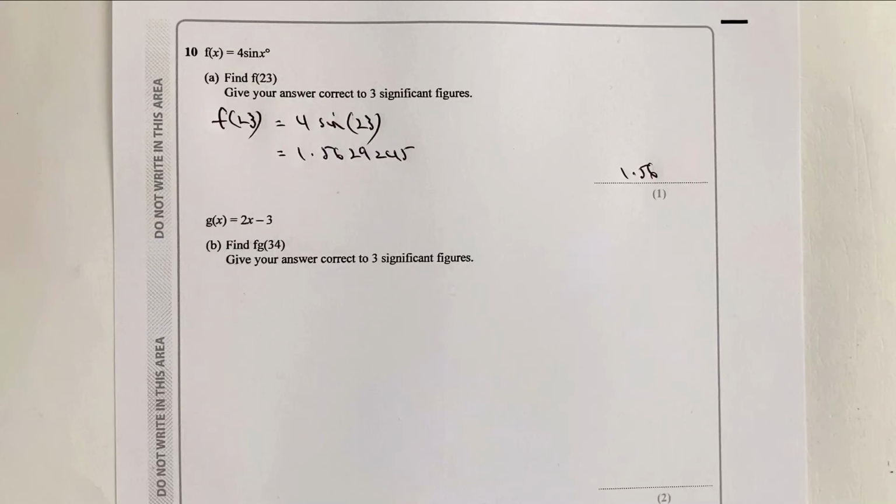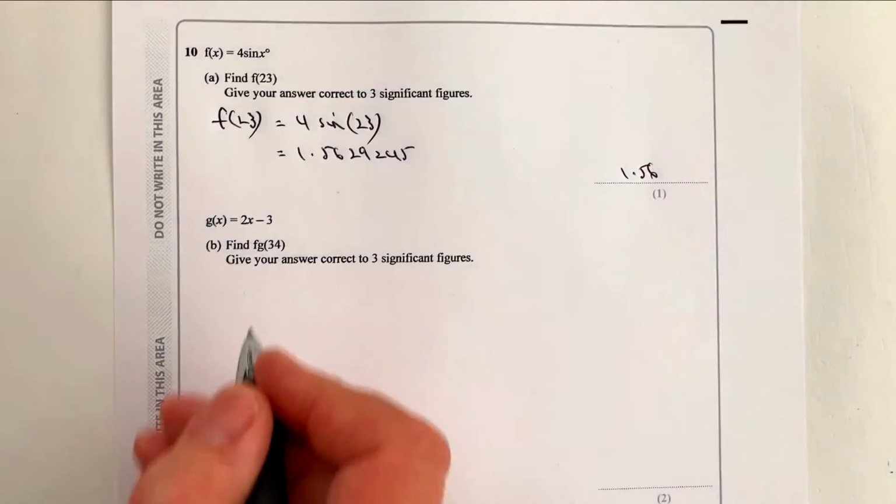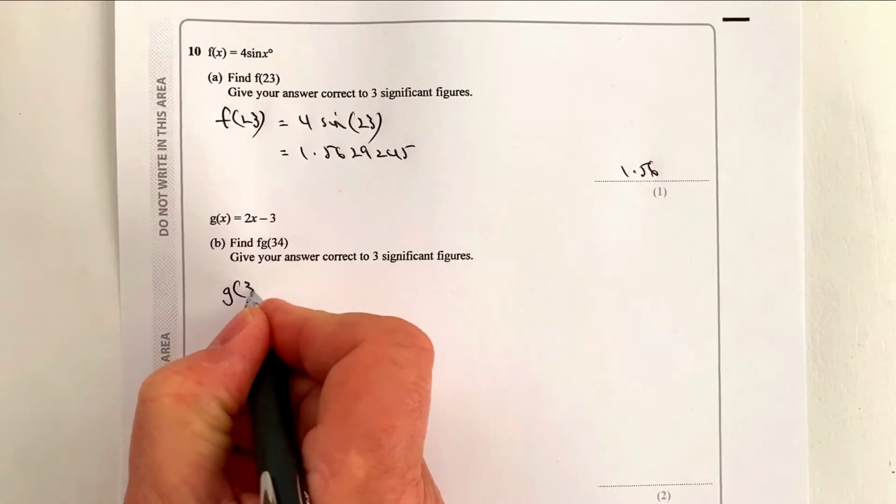Find FG of 34. Well, you've got to kind of read these things backwards. And again, if you're not sure, I do have a playlist on the channel that can help you with a few examples of these sorts of questions. So what we do, let's look at what happens when we've got the G of 34.